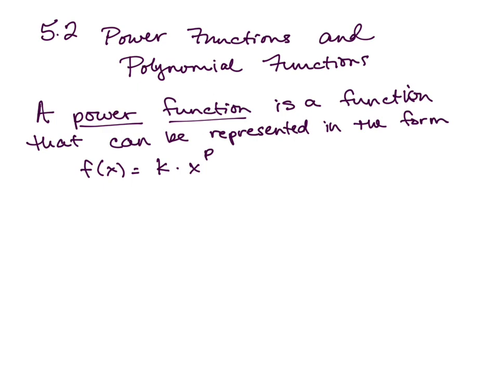K would be the coefficient here. K is the coefficient. It would be the number in front of the x letter. Okay. And p is a real number. Could be positive, could be negative, could be a fraction.